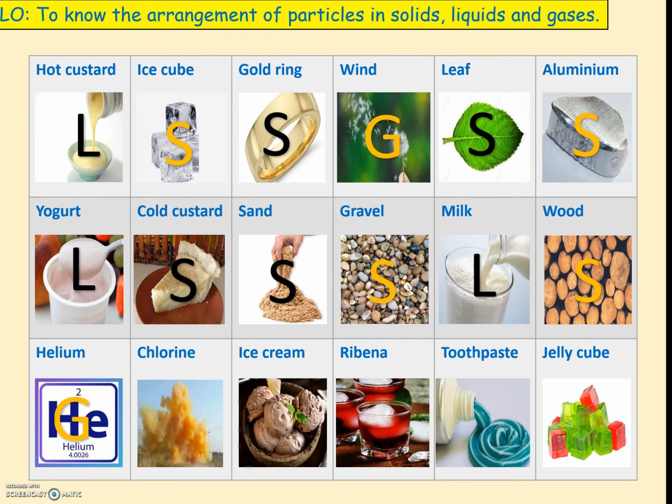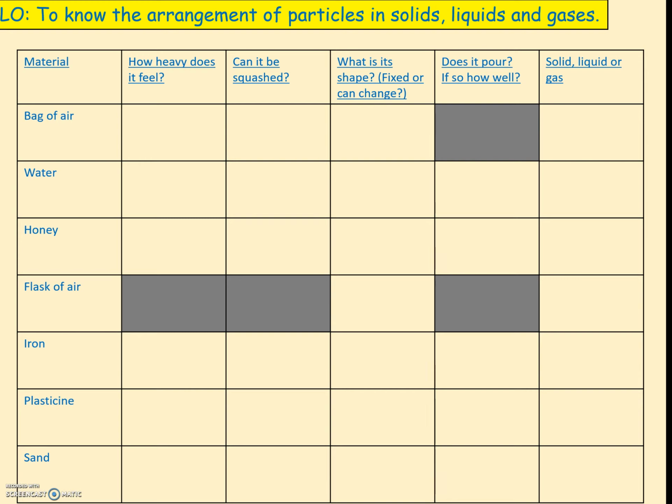Right, so your final activity is this. Here are some examples of materials on the left, and you need to decide how heavy they are, can they be squashed, and what is its shape. Is it fixed, or is it a shape that can change? Does it pour, or is it a solid, liquid, or a gas? I would suggest that you pick around 4 of these different materials and have a go at answering those questions. Please pause the video and do this now.